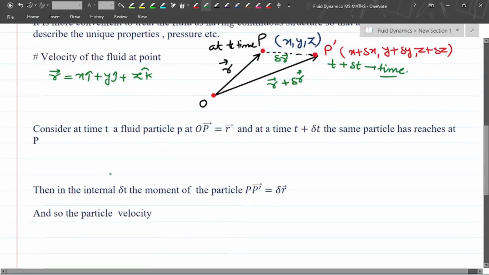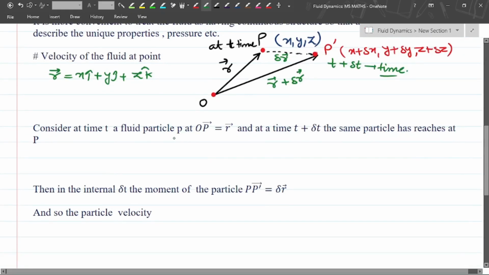So consider a time t, a fluid particle P at OP, it is nothing but r vector, and at time t plus delta t, the same particle has reached P dash. We all know that OP dash vector is nothing but, if OP vector is equal to r vector, after some time delta t, it will be r vector plus some delta r vector.